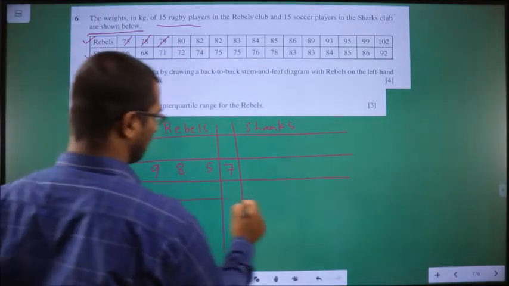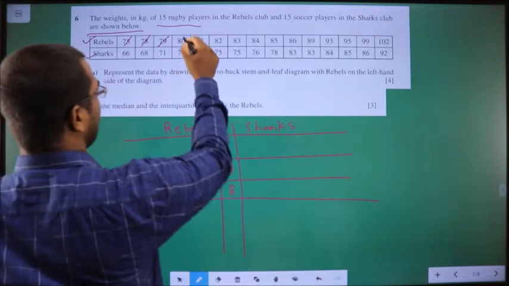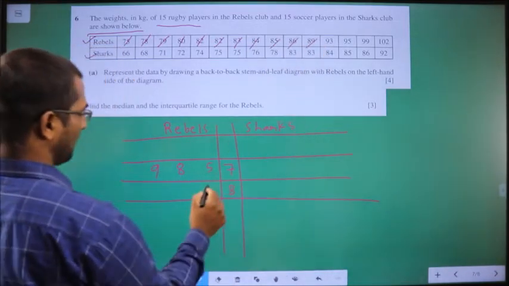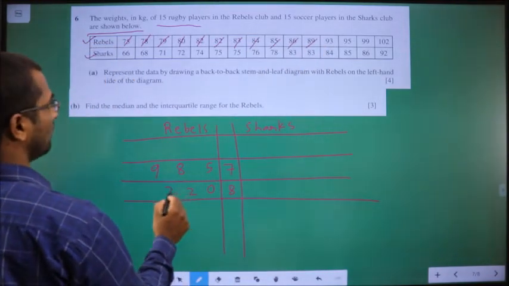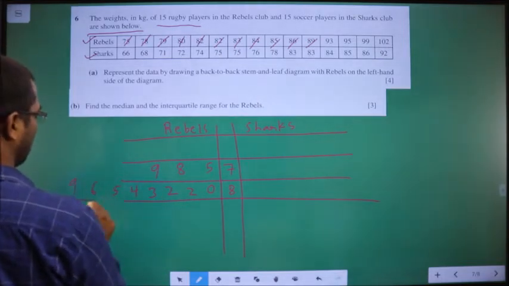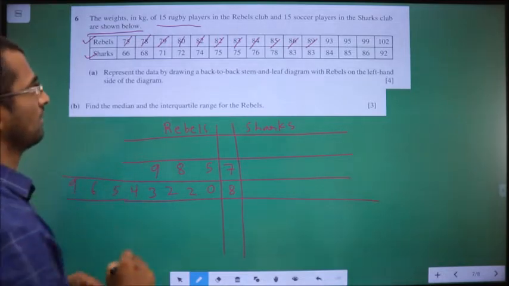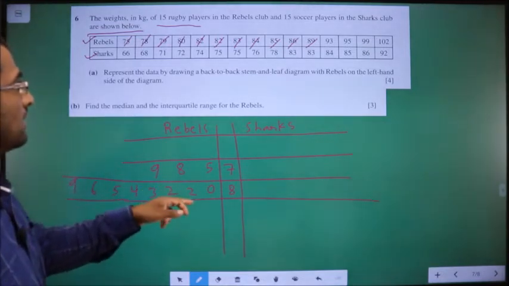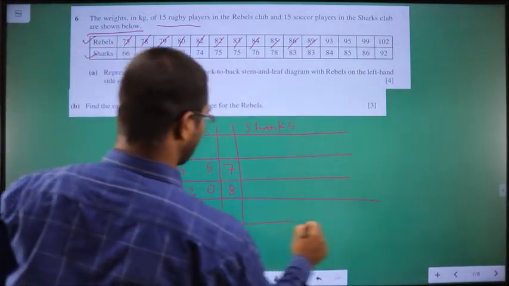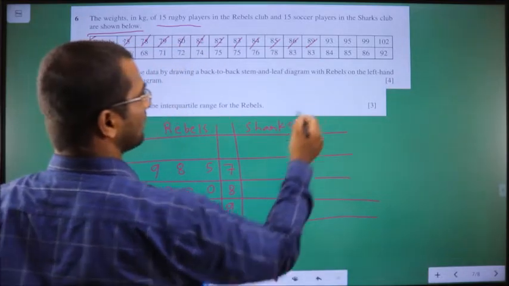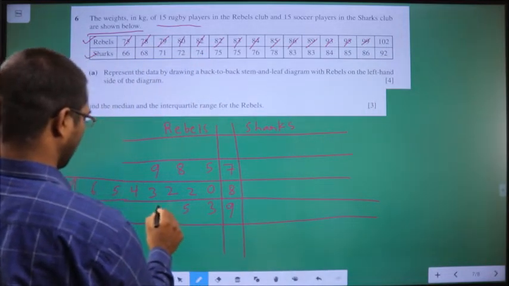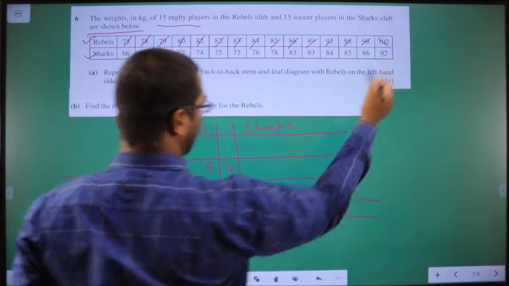Next with 8. With 8 is 0, 2, 2, 3, 4, 5, 6, 9. Write it. 0, 2, 2, 3, 4, 5, 6, 9. That is 1, 2, 3, 4, 5, 6, 7, 8 values. Next is 9. With 9 I have 3, 5, 9. Next is 10, only 2.